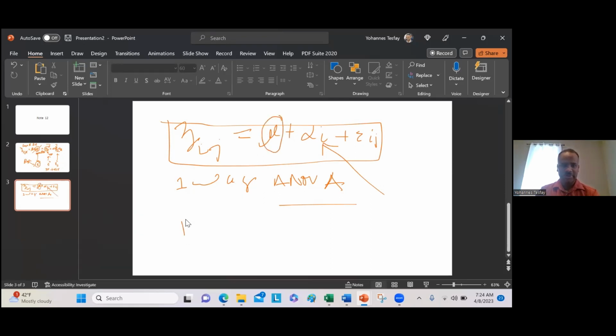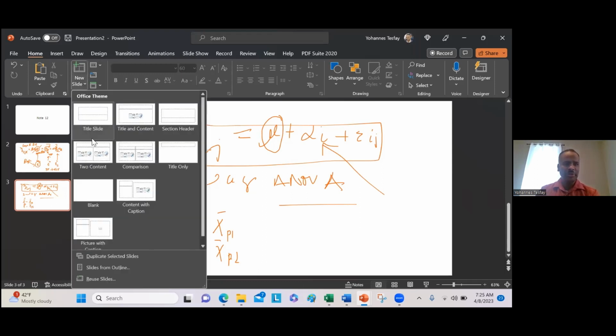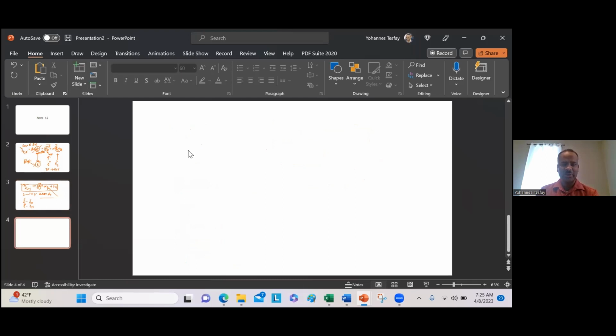So x bar minus x bar of part 1, x bar minus x bar of part 2, and so forth like that.